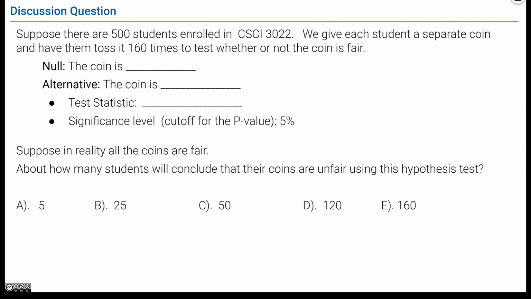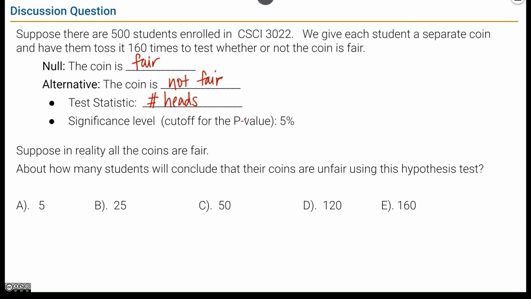I want us to think a little more about how that value will affect some possible errors we may or may not see. So let's go back to the idea that we have 500 students enrolled in this class. We're going to give each of them a separate coin and have them toss it 160 times to test whether or not the coin is fair. Our null is that the coin is fair, and the alternative is that the coin is not fair, a complete mathematical complement. For our test statistic, we have lots of options, but here we're just going to use the number of heads.